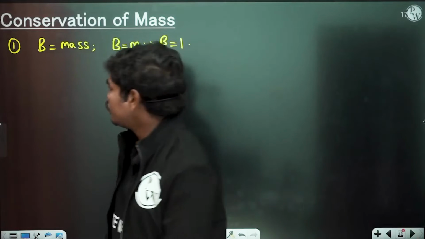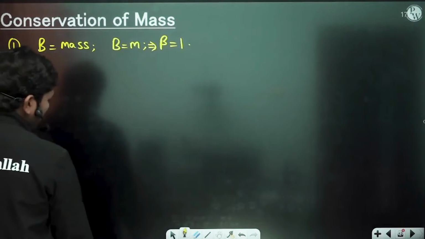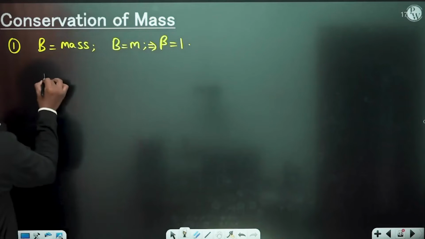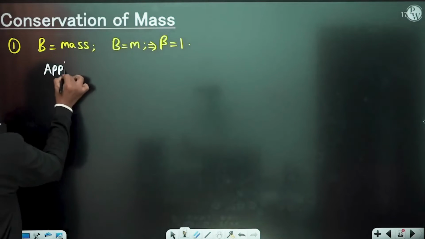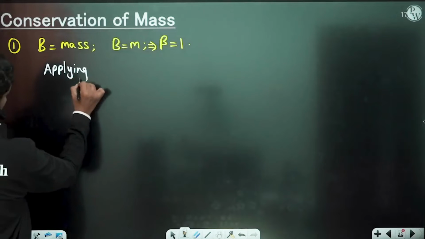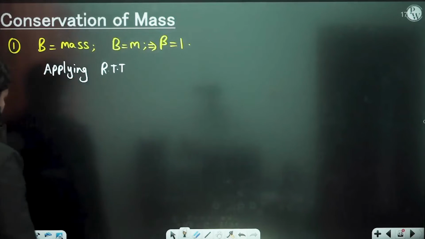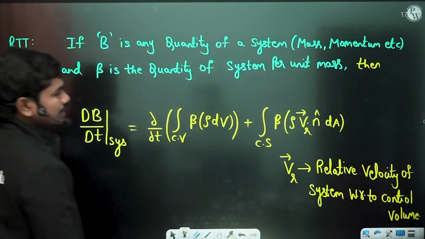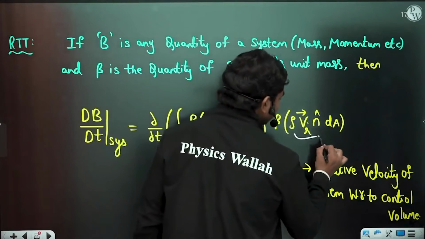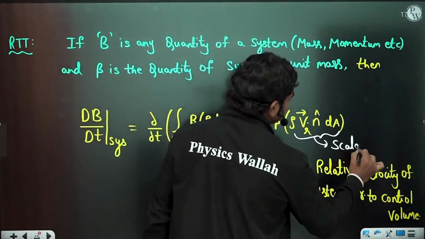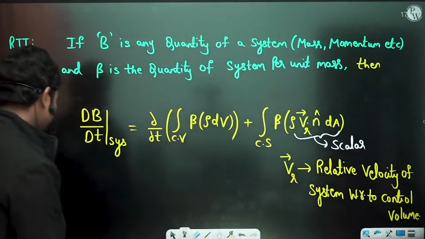Now let us apply RTT, the Reynolds Transport Theorem. Look, this is a scalar quantity, correct? This is a dot product of two vectors, which is a scalar, nothing but the mass flow rate. Now let us see what comes out.